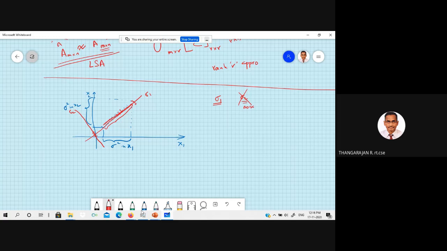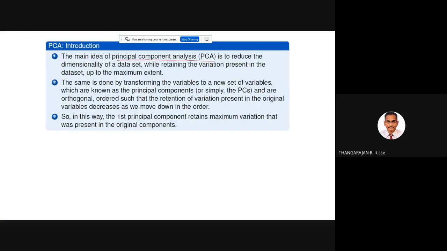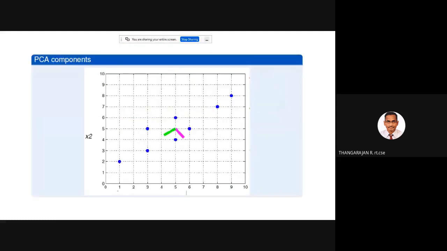So that is what is called principal component analysis. That's what principal component analysis is all about. Here you see that I have some points, and this is the axis of these points.